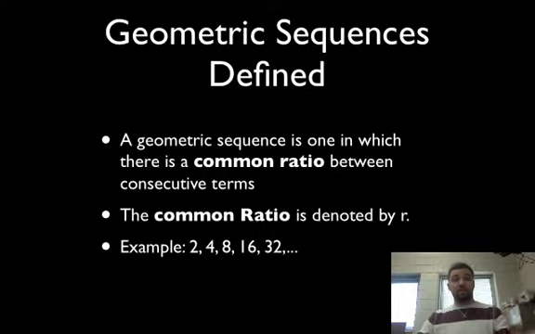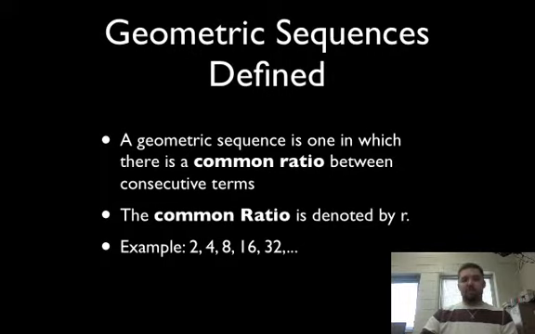Okay, geometric sequences. Geometric sequences are also very common, and a geometric sequence is one in which there is a common ratio, so no longer a common difference, but a common ratio between consecutive terms. The common ratio is denoted by r, so we say the ratio is r.